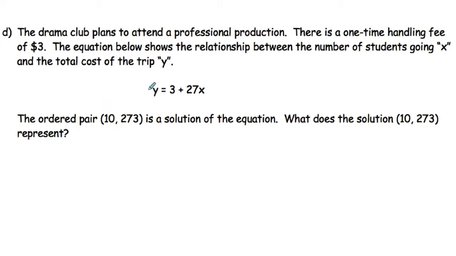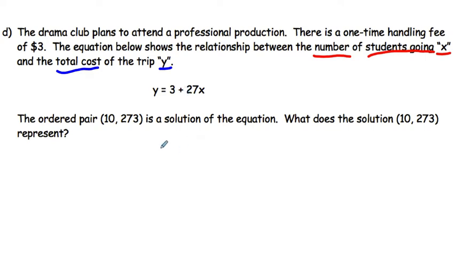It's $3, okay? So the number of students going is X. So the students going is X, okay? Maybe I should say the number. We'll include that in there also. The number of students going is X. And then the total cost of the trip is Y. So before we answer this question, can you tell me how much were each of the tickets? Think about that for a second. How much did each of the tickets cost? And the answer here is $27. So 27 times X. So if there are 2 students going, that would be $54 plus 3 would be $57, would be the total cost of the trip.